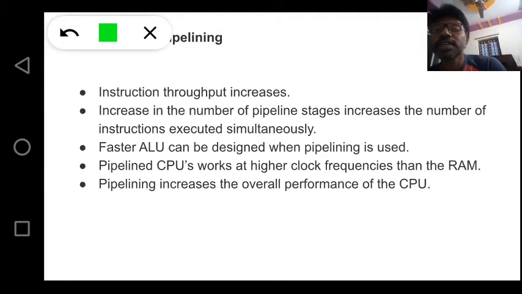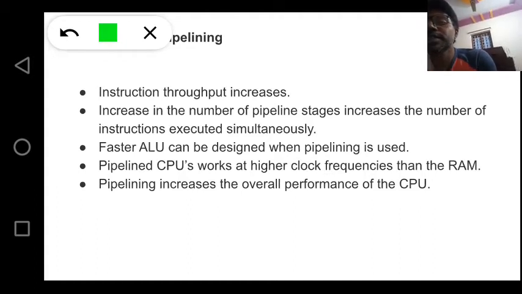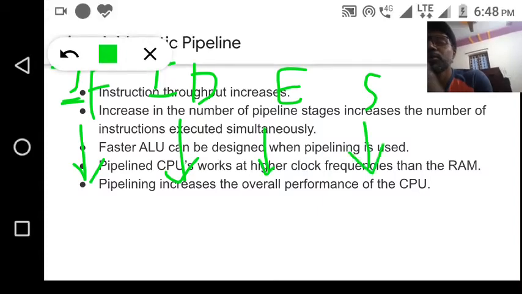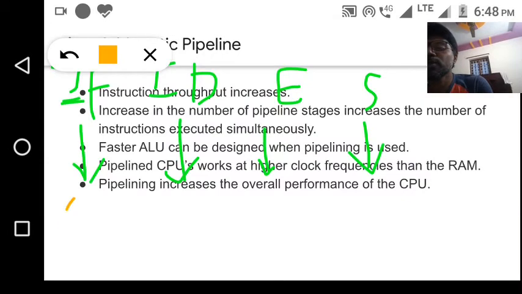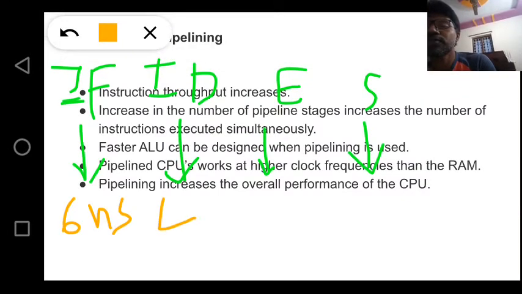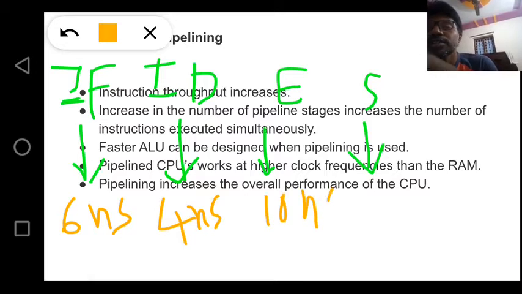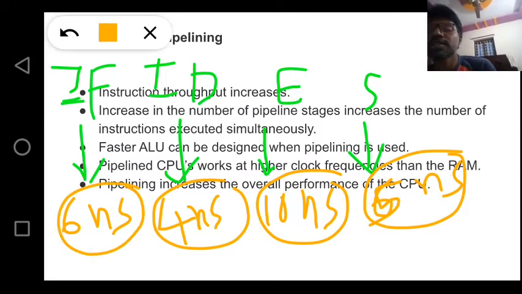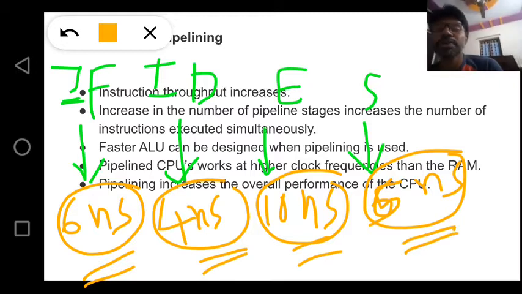Next, a faster ALU can be designed when pipelining is used. Why am I saying faster CPU? Take the instruction execution stages: instruction fetch, instruction decode, execute and store. Each stage may not take the same amount of time. There may be different amounts of time, like 6 nanoseconds, 4 nanoseconds. In general, execution takes 10 nanoseconds, and storing maybe 5 nanoseconds. So the amount of time required for each stage may not be the same.